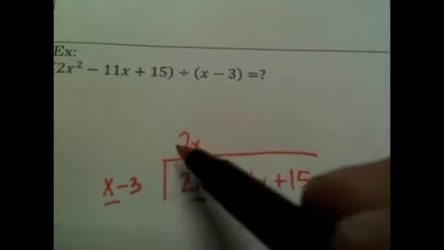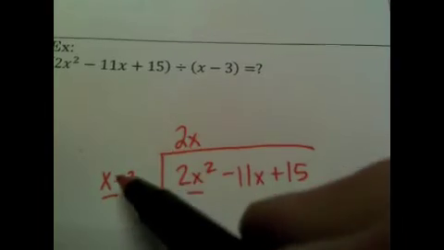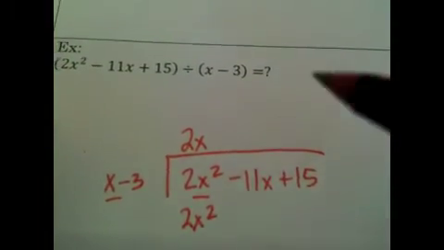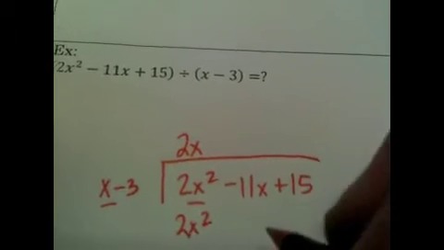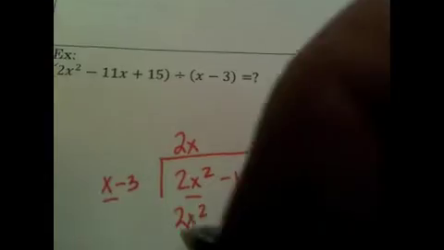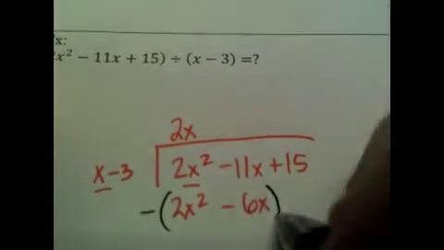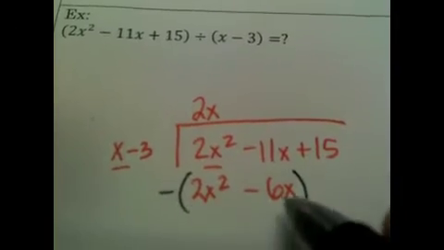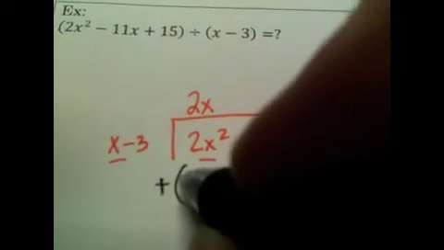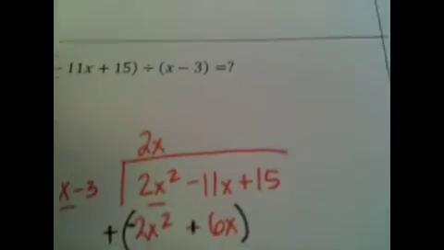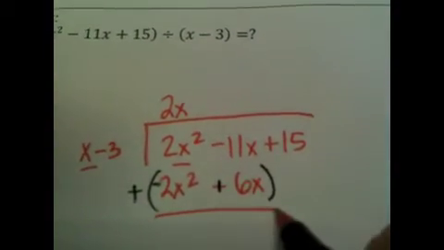Remember, you need to distribute to both terms in this binomial here. Okay, 2x times x is 2x squared, as I said before. 2x times negative 3 is negative 6x. Okay, remember that we are subtracting here. Well, what does that mean? That means that we need to distribute this negative. So I'm going to turn this into a positive, this into a negative, and this into a positive. Okay, that's a tricky step that a lot of people miss.